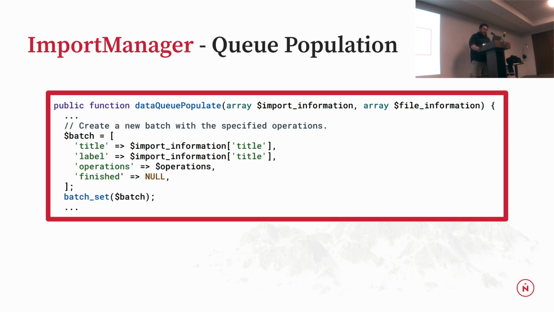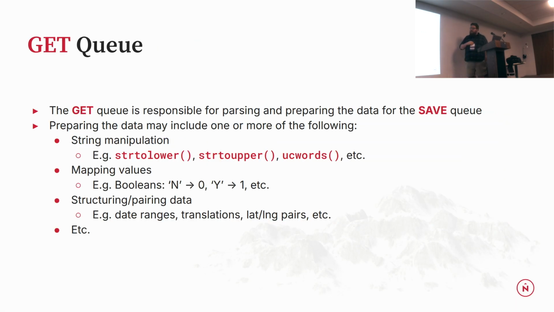So getting into the get queue. Once the get queue is populated using the operations there, it's responsible for parsing and preparing the data for the save queue. Preparing that data could be string manipulation, so using str to lower, str to upper, anything like that. Mapping values, a lot of times booleans come in as an N or a Y, but we can't do anything with that, so we have to translate that to a 1 or a 0, true, false, something like that. Maybe even structuring or pairing data.